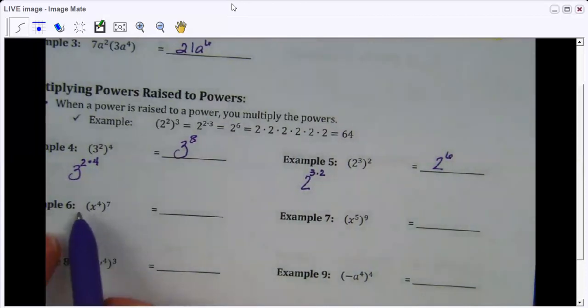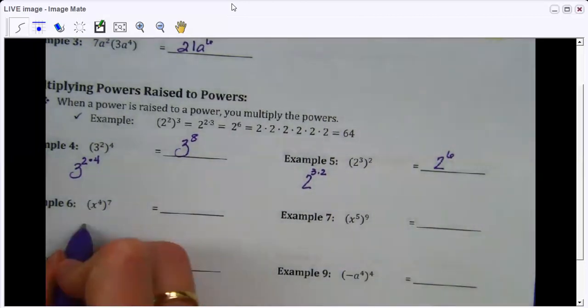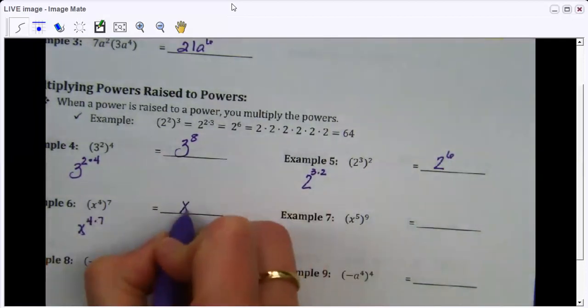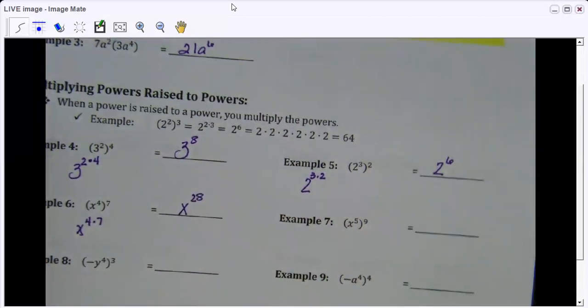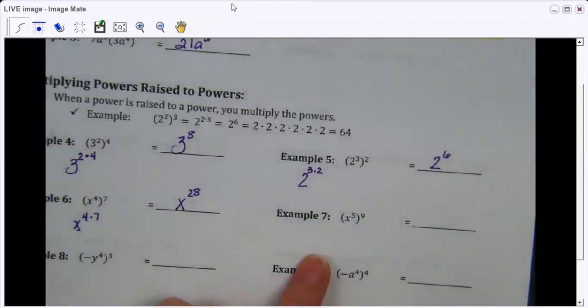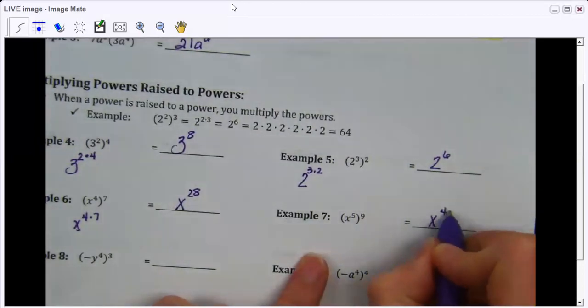Okay, for examples 6 and 7, it's the same thing, it's just variables instead of numbers. So for 6, we have x to the power of 4 times 7, which gives us x to the power of 28. So looking at example 7, what's our answer there? 45. Yeah, x to the power of 45.